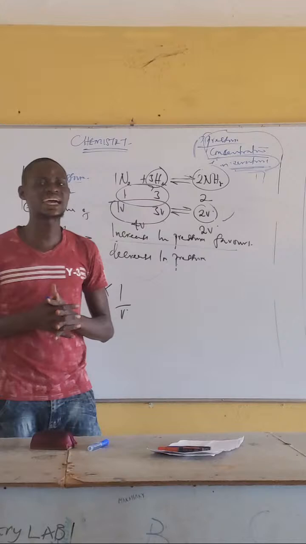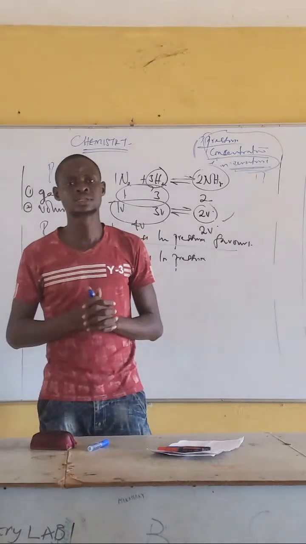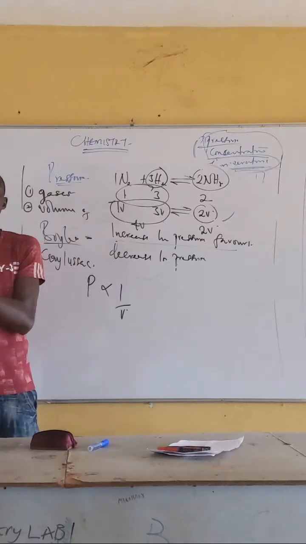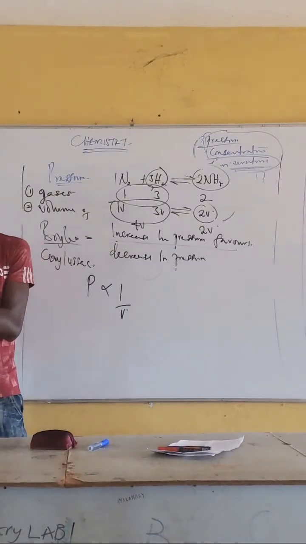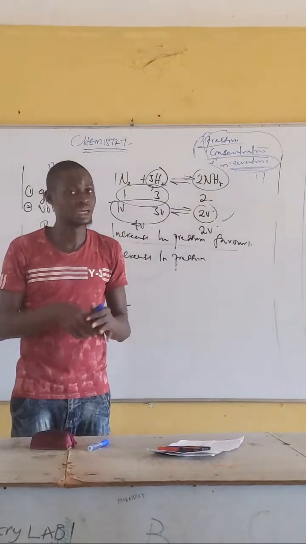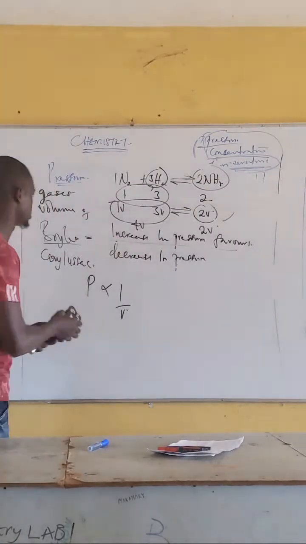Concentration is the easiest one. Why? Because when you increase the concentration of one side, it is going to favor the other side. When you decrease the concentration of one side, it will favor that side whose concentration you're decreasing. That one is even the problem. Let me show you something here.